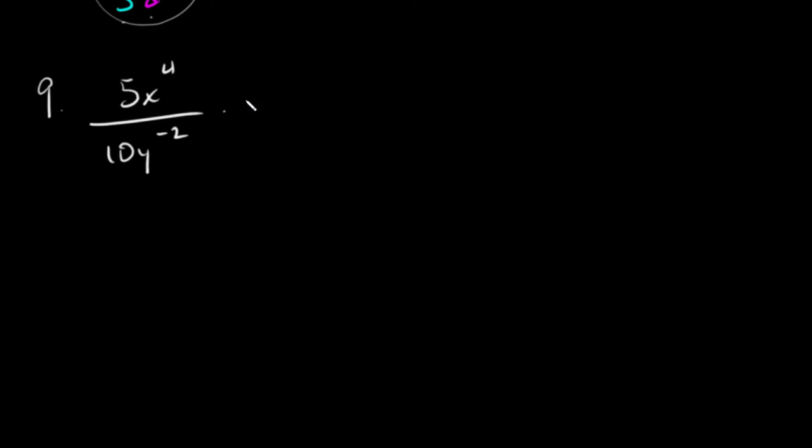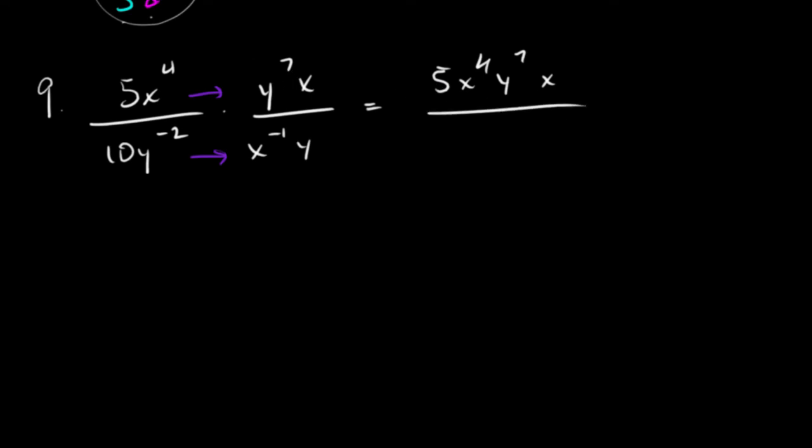But the idea is very simple. The idea here is when you're multiplying fractions, you multiply straight across. And I'm just going to combine everything into one fraction. 5x to the 4th, that's this piece. y to the 7th x, so that's this piece. So let me show you where these came from.